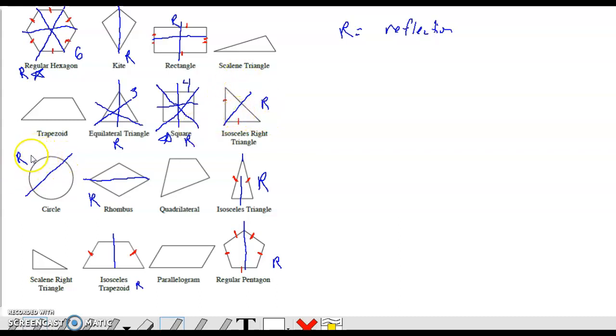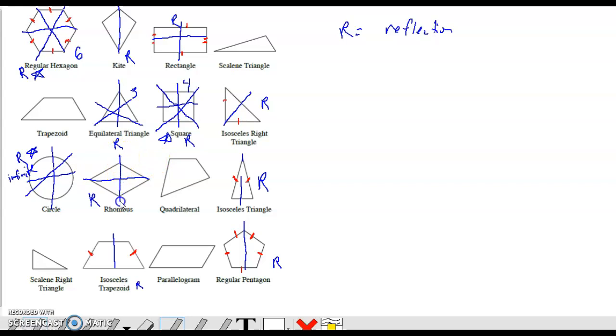Okay, this one, and it's the only one, is actually very special. This has an infinite amount of lines of symmetry for reflection. So it just depends on how we want to cut it. I can cut it down the middle. I can cut it this way. Again, these are horrible cuts. They're not going exactly in the middle for that.